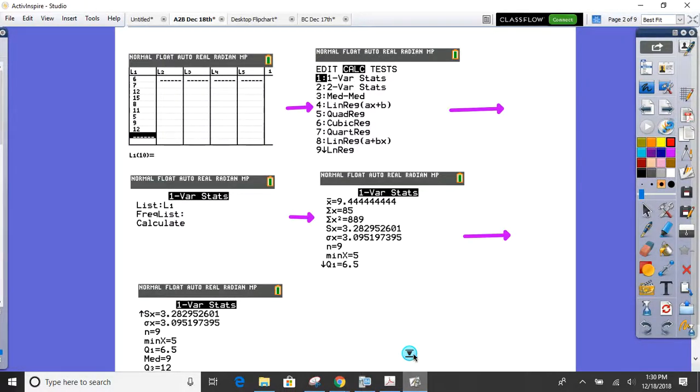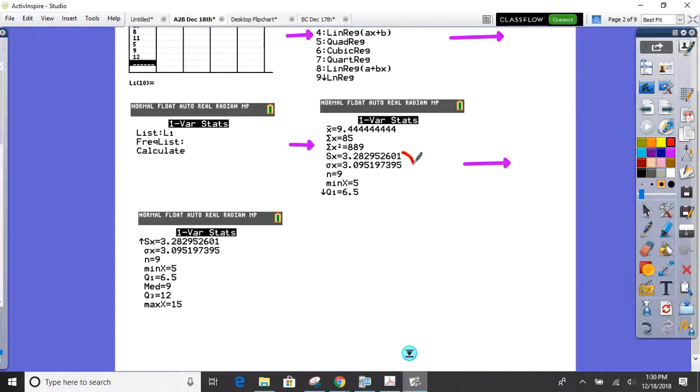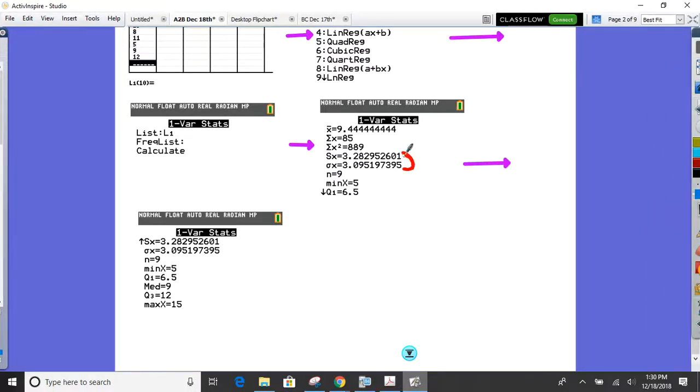We're at One Var Stats. What's the x-bar? Mean. These two right here, Sx and σx, are the standard deviations. Sx is called the sample and σx, population. If nothing's stated, we use the population. And down here is where you get Q1 and Q3 to subtract to find your interquartile range. Everything else you don't need to worry about. Ready to roll?